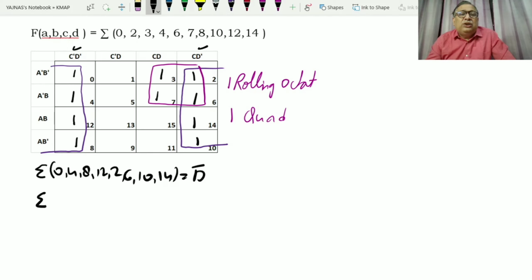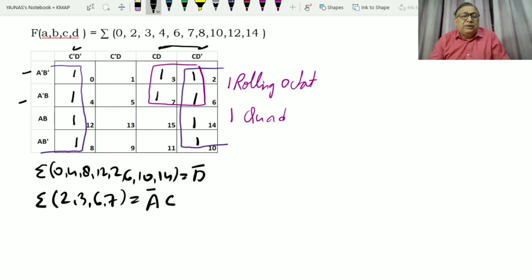Then the next group is 2, 3, 6, 7. If you see, left of 3 and 7, B bar, A bar is constant. And the top of 2 and 3, C is constant. So the expression is D bar plus A bar C.